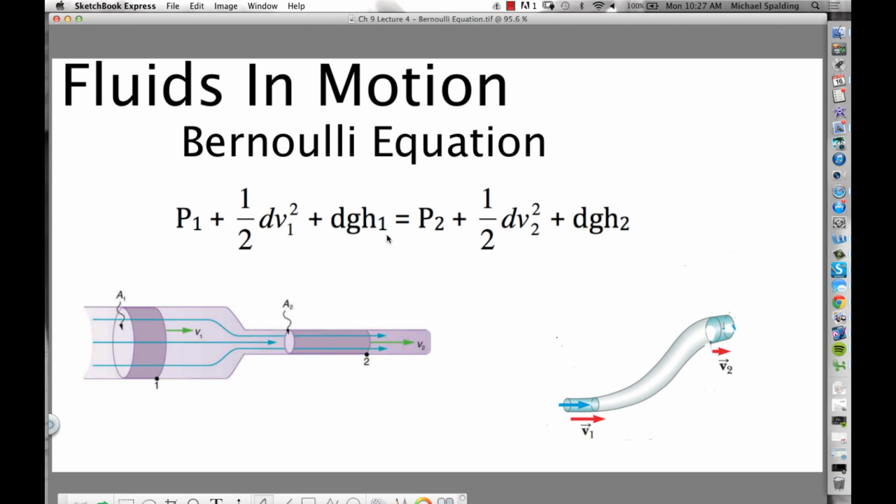Okay, so a couple things. When you're using the Bernoulli equation, P is pressure. Can anybody tell me what the metric unit for pressure is? Pascals. Not kilopascals, pascals. D is density, which has to be in kilograms per cubic meter. Velocity in meters per second. Gravity, 9.8 meters per second squared. The key thing here is you have to be in pascals.